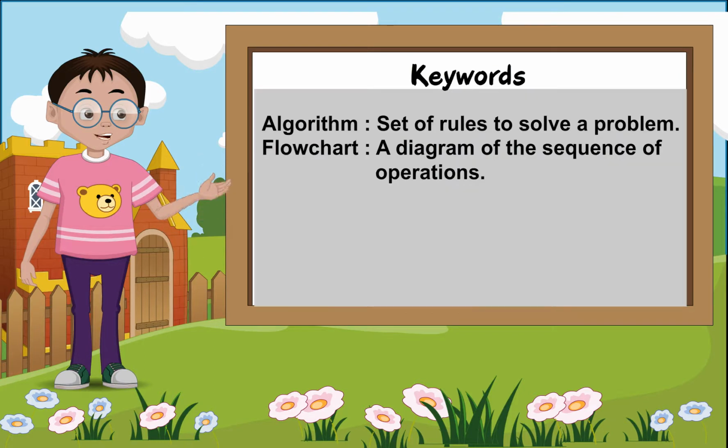Keywords. Algorithm: set of rules to solve a problem. Flowchart: a diagram of the sequence of operations.